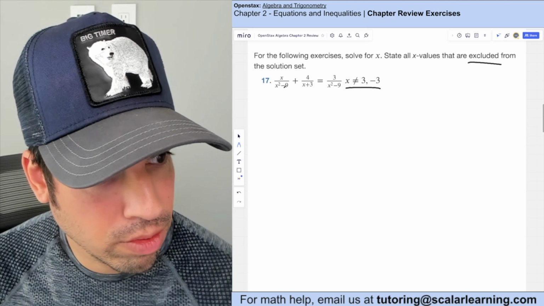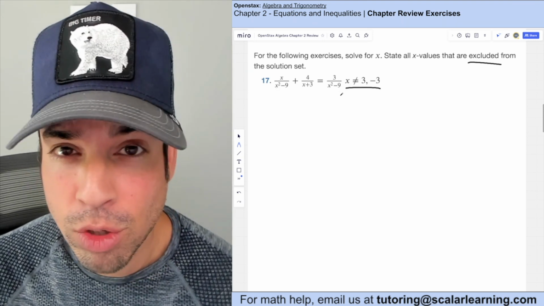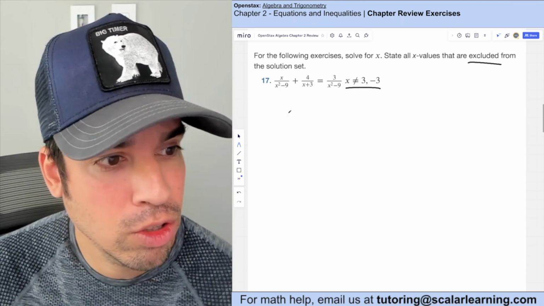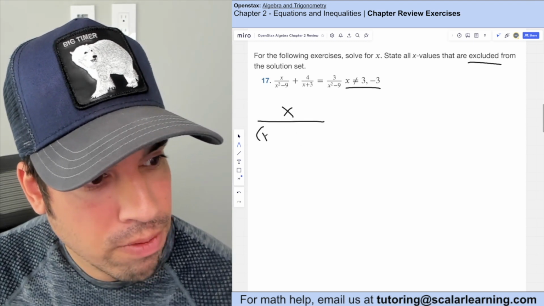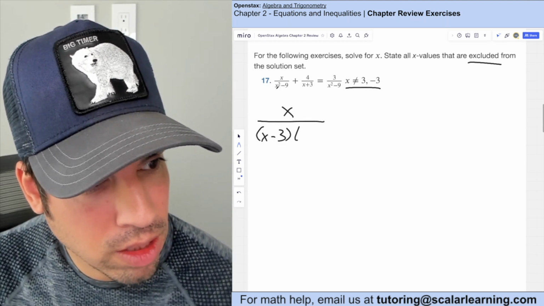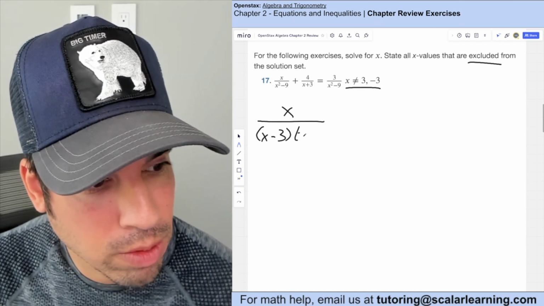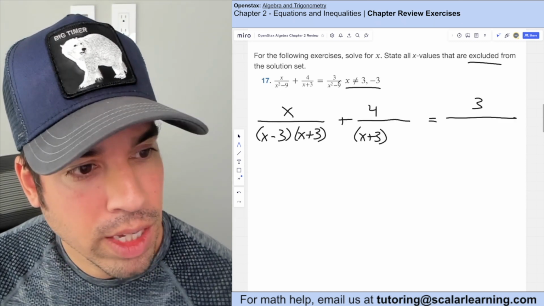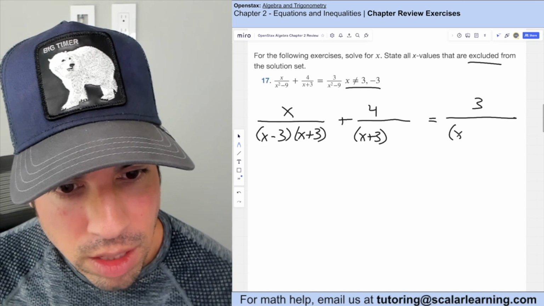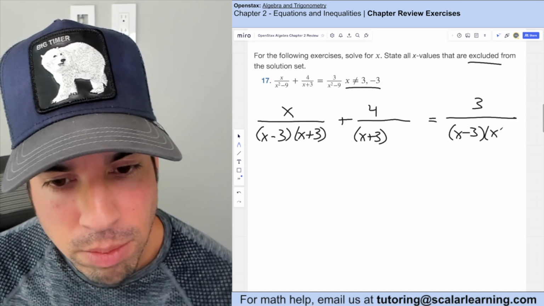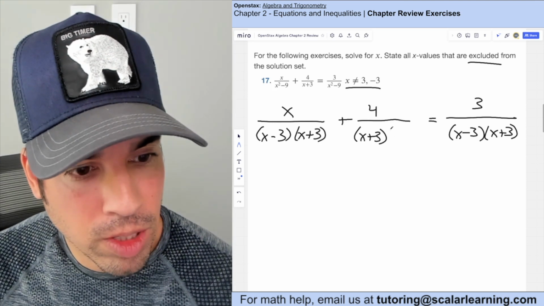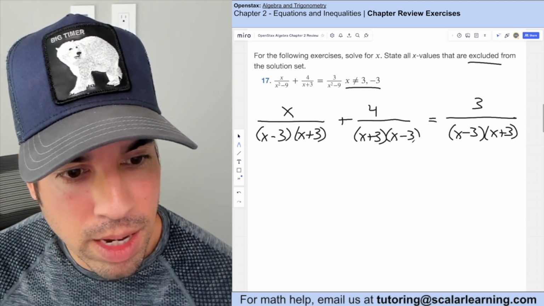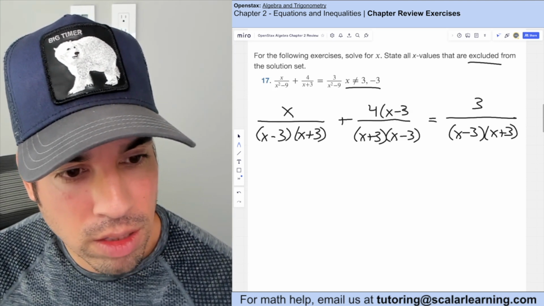So here we are solving for x, and they're giving us the excluded values right here. X can't be -3 or +3 because that would zero out the denominator. We can't divide by 0. All right. So how do we solve something like this? We're going to start by factoring these denominators. That's a difference of squares. So that factors to x minus 3, x plus 3. And we got the same situation here on the right side. So that's x minus 3, x plus 3. Next, we want to get common denominators. I can get common denominators if I just multiply this one by x minus 3 on the top and bottom.